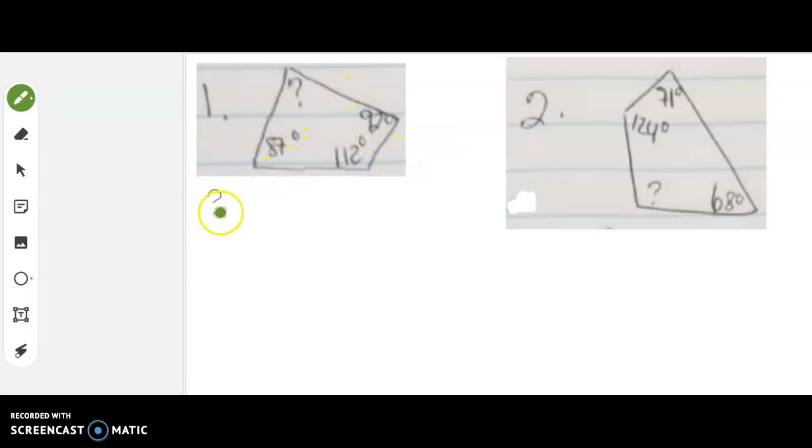So my question mark and all of my angles added together. So we have 87, 112, 92. All of those would add up to equal 360 degrees. Okay, then we just combine like terms. So I'm going to add 87, 112, and 92 together. I get my question mark, which is my variable, plus 291. And I'm using a calculator to get that number. And that equals 360 degrees.